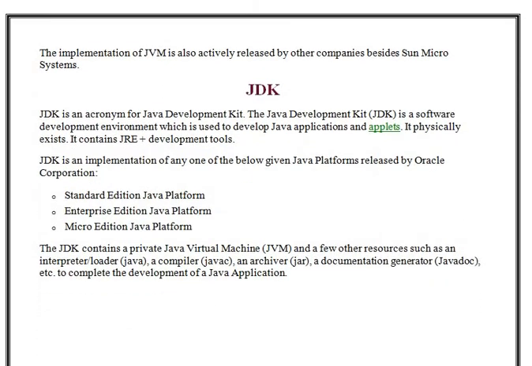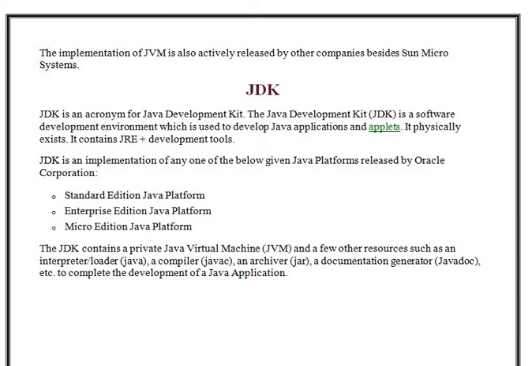JDK. JDK is an acronym for Java Development Kit. The Java Development Kit, JDK, is a software development environment which is used to develop Java applications and applets. It physically exists. It contains JRE plus development tools. JDK is an implementation of any one of the below given Java platforms released by Oracle Corporation: Standard Edition Java Platform, Enterprise Edition Java Platform, Micro Edition Java Platform.